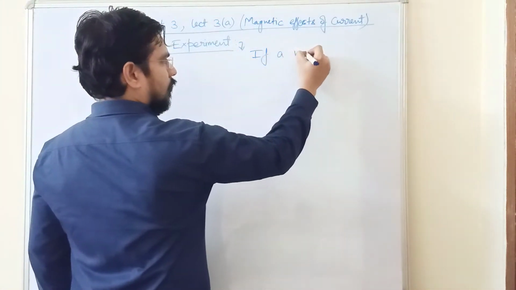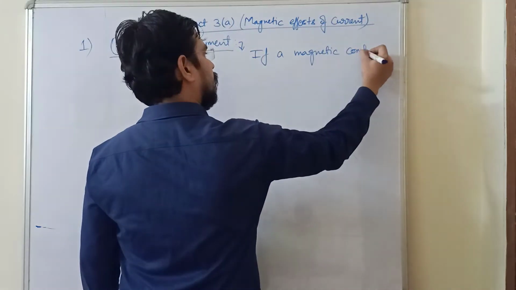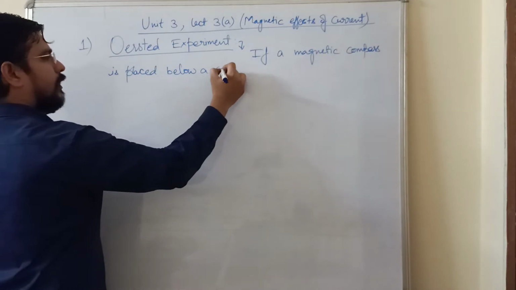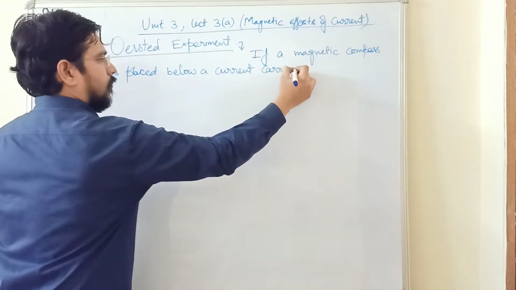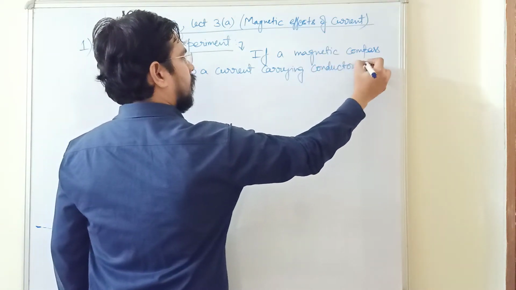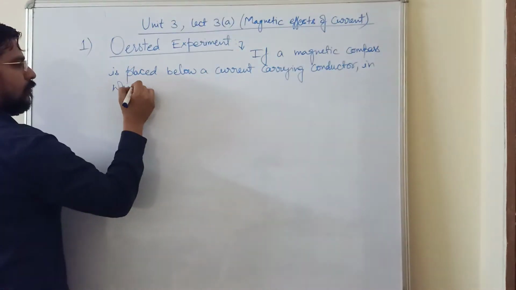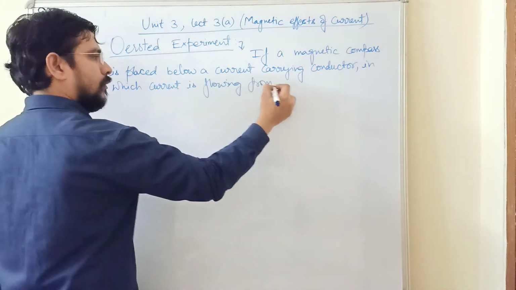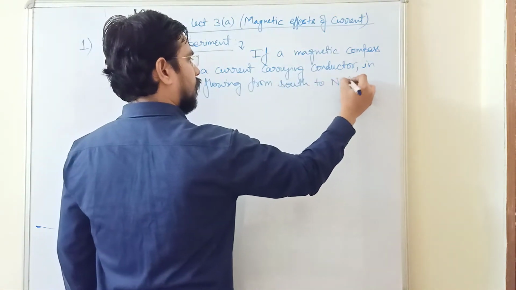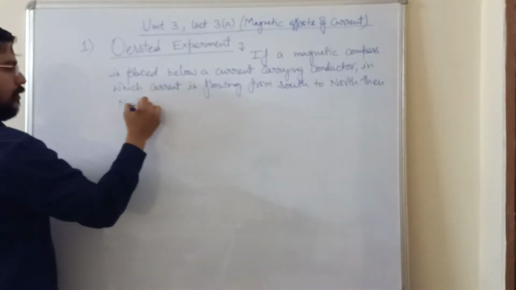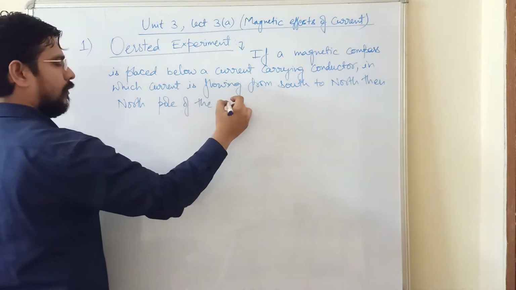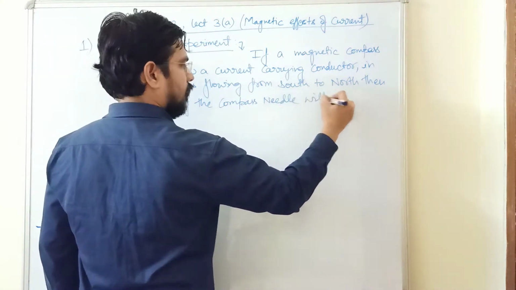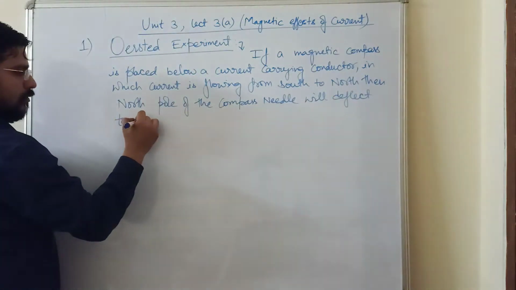If a magnetic compass is placed below a current carrying conductor, in which current is flowing from south to north, then the north pole of the compass needle will deflect towards west.